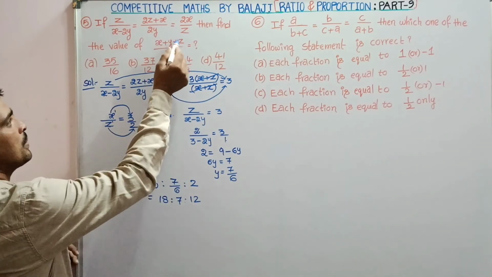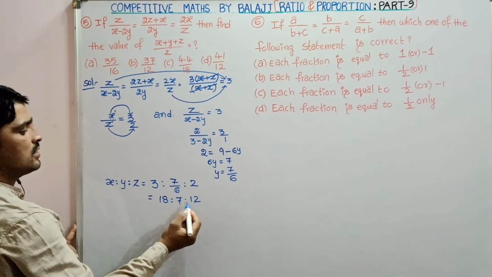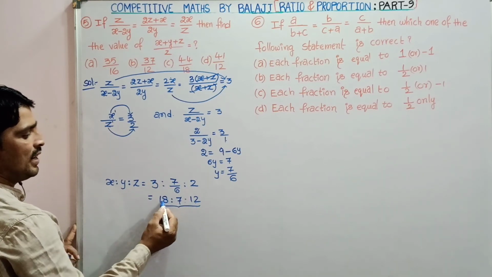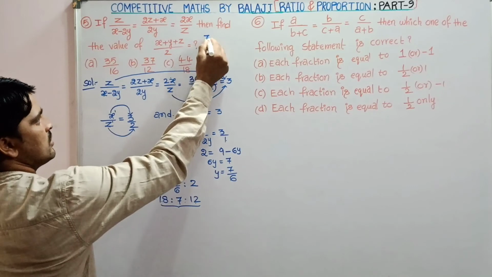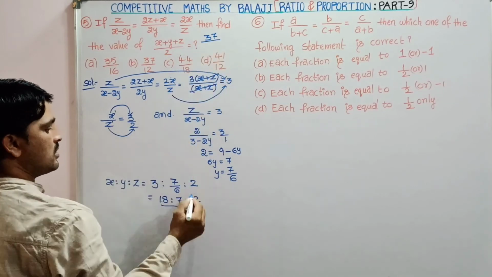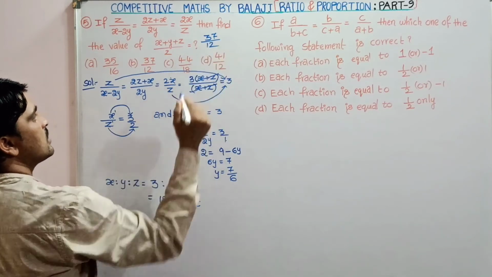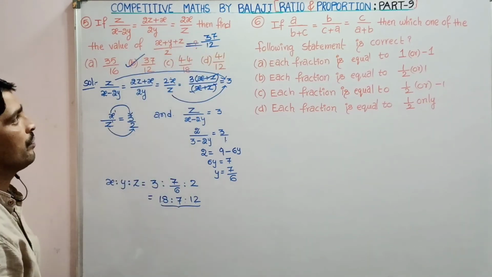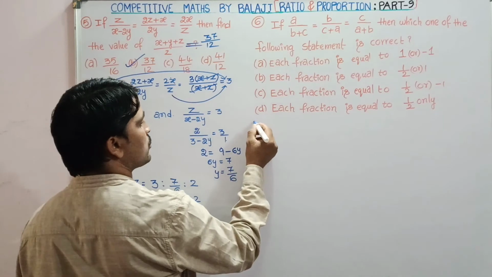Then we have to find x plus y plus z by z. That is the sum of each term in the ratio: 12 plus 18 is 30, plus 7, 37 is the numerator, and denominator z is 12. So the answer is 37 by 12. This is the answer. Okay. Next most important question.